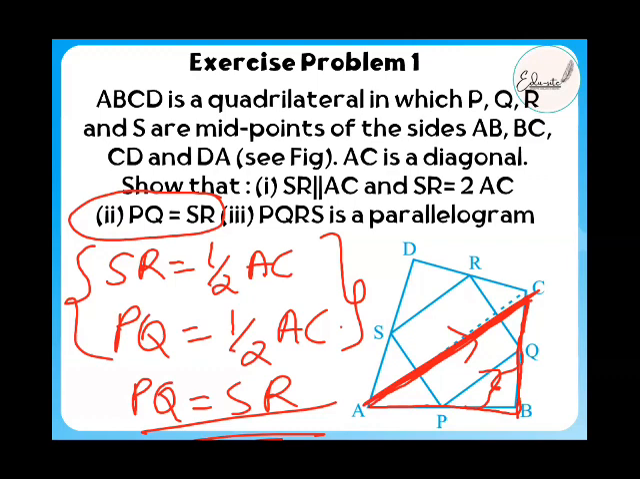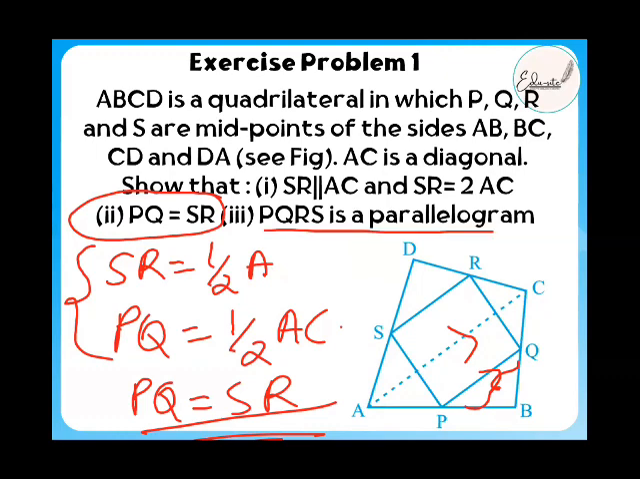Next they have told you to prove PQRS is a parallelogram. To prove PQRS is a parallelogram, we have to show opposite sides are equal. We have shown SR is equal to PQ. Can we not show RQ is equal to SP? This and this you have to prove that they are equal. How to prove SP is equal to RQ? It is again the same procedure.